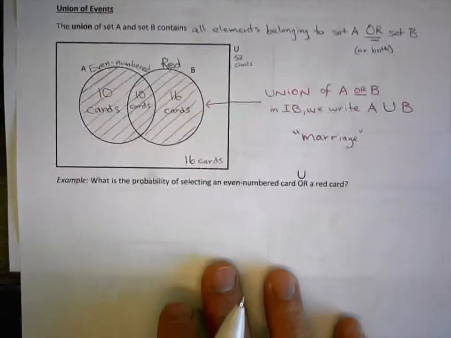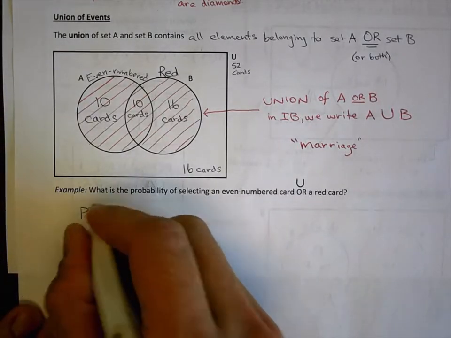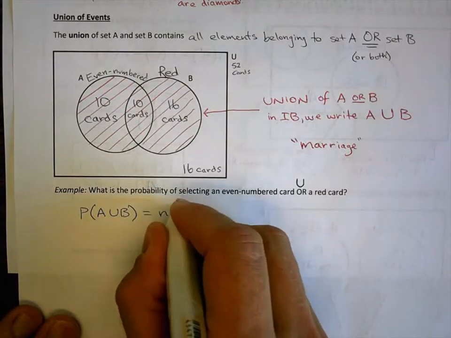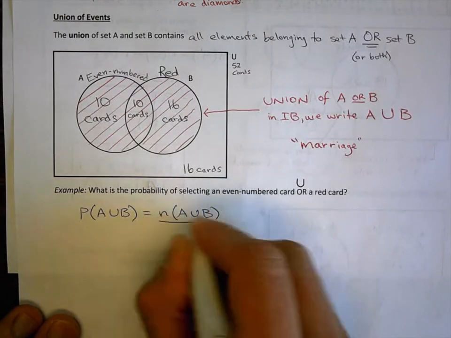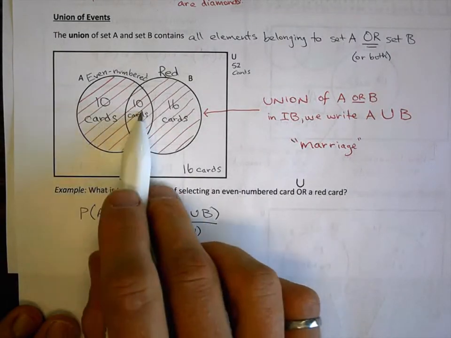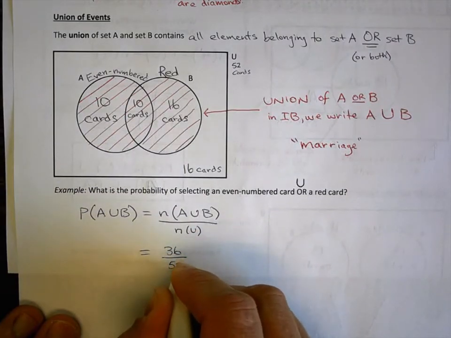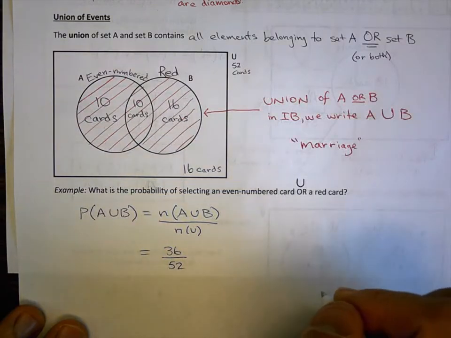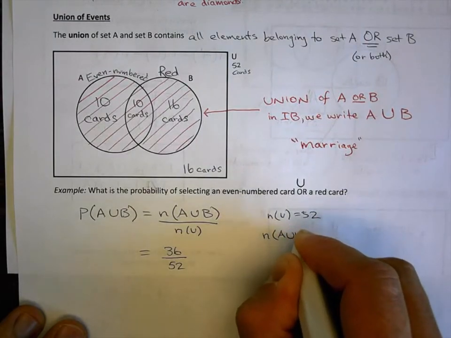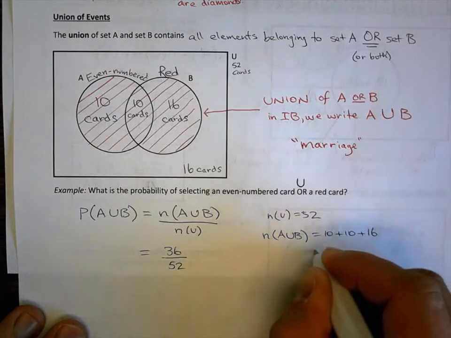So now I can go down and answer this question. What is the probability of selecting an even numbered card or a red card? Well, that means I want to find the probability of A union B. To find that, I would count the number of elements in the union divided by the total number of elements. There are 10 plus 10 is 20 plus 16, so 36 elements in the union and 52 cards in total. I should have shown that over here: n(U) is equal to 52. The number of elements in the union is just adding up these three numbers, 10 plus 10 plus 16, which is equal to 36.